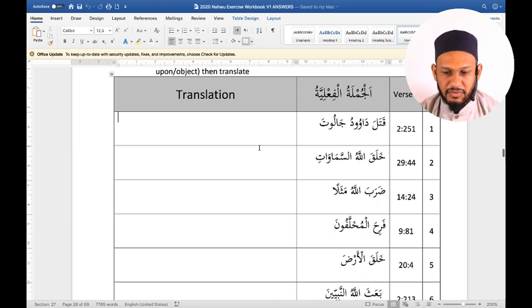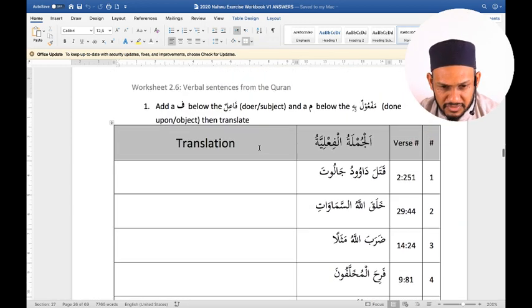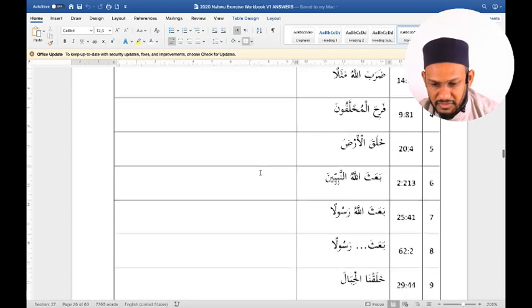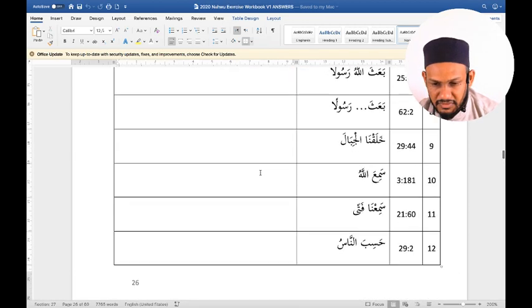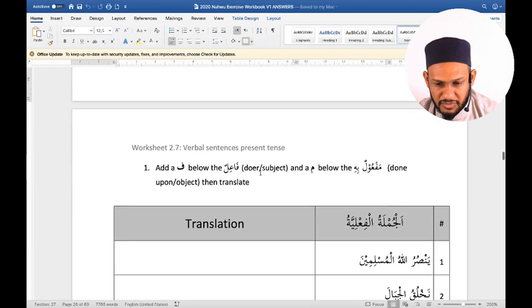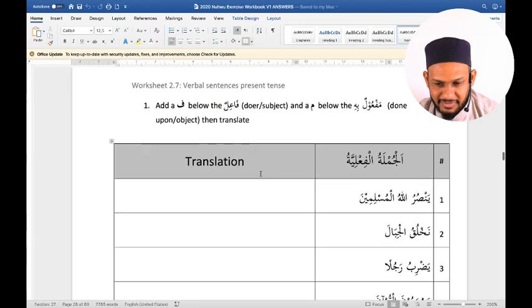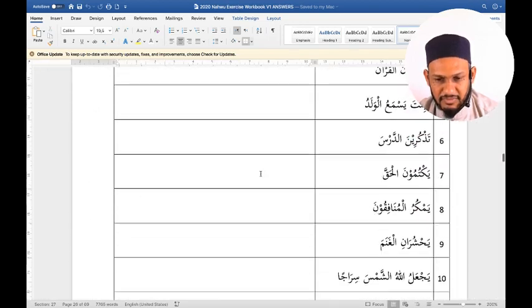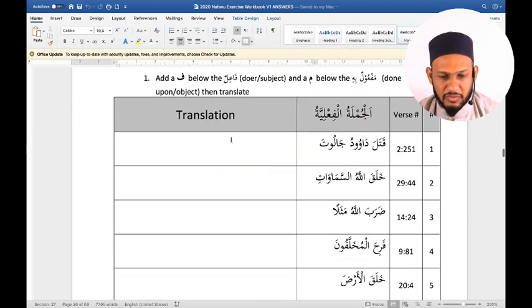So first one. Did we do this before? Can we just see 2.6. I don't think we did it. This was for homework, right? Yes, it was for homework. Okay. We'll mark it quickly, inshallah.